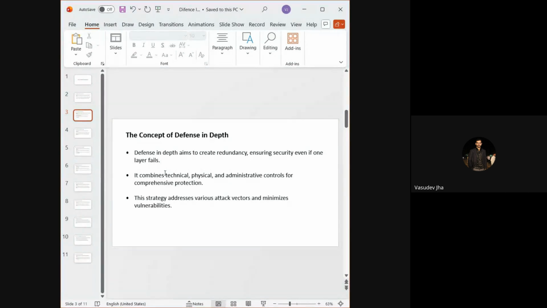Basically here we are using these three aspects for comprehensive protection. This strategy addresses various attack vectors and minimizes vulnerability. How will this prevent various attack vectors? I am sharing a case study with you. The Pentagon, which is the military base of the US, basically military or army headquarters, you can say. So the concept of the Pentagon is that usually people notice in a day.